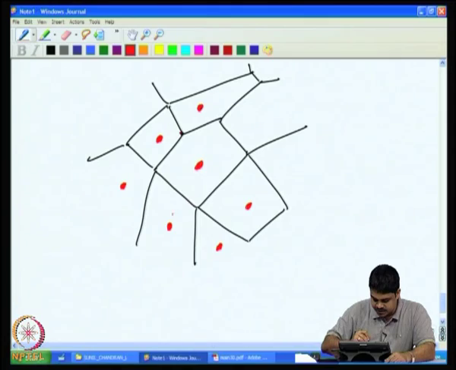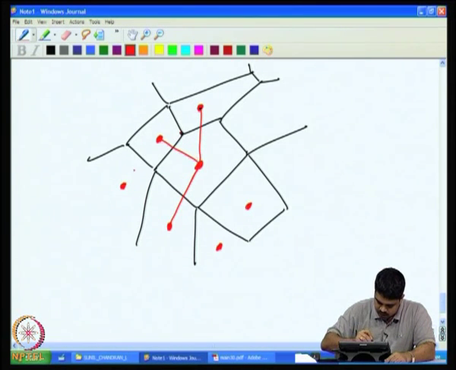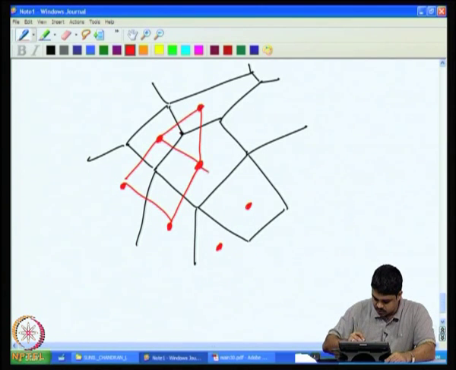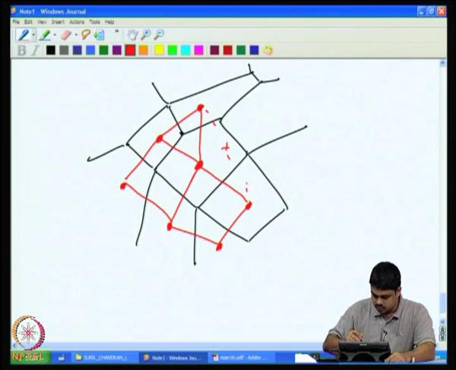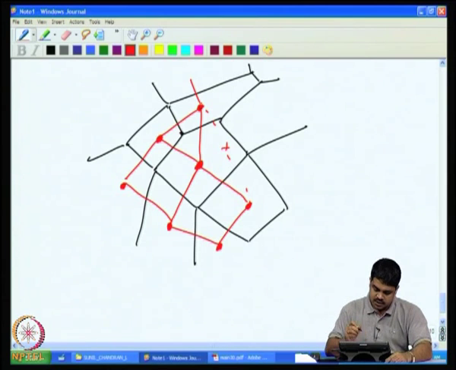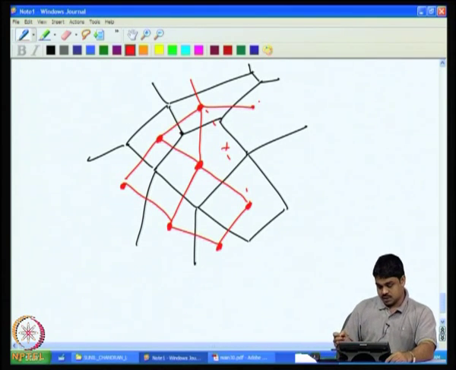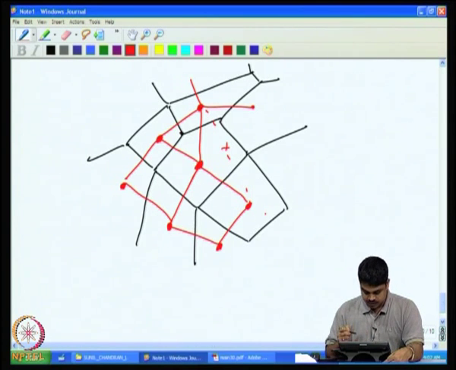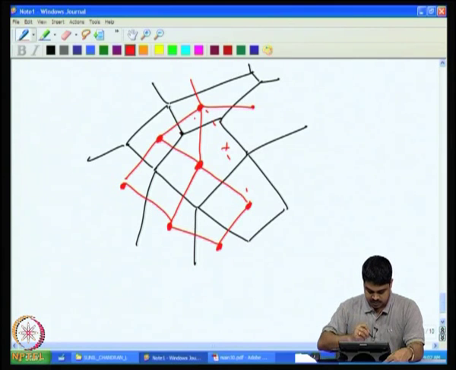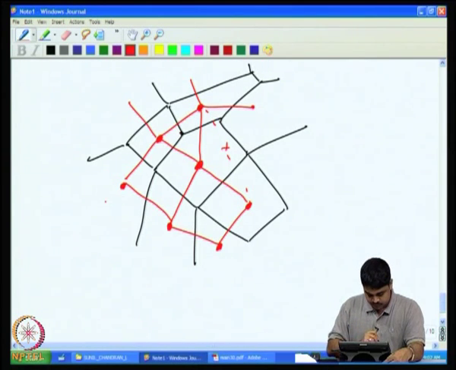Whenever 2 faces are adjacent, that means there is one edge between them, I will put an edge connecting them like this, because these are separated by just one border. I cannot put an edge between this and this, because this is too far. This way I can construct a planar graph, and it is very easy to see that this is also a planar graph. This is the dual of the given planar graph: the black graph's dual is the red graph.